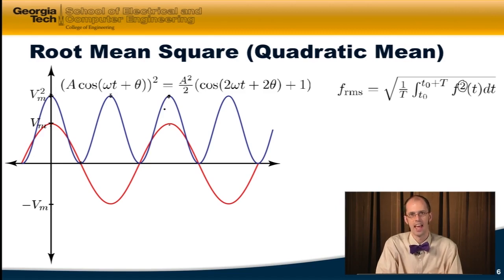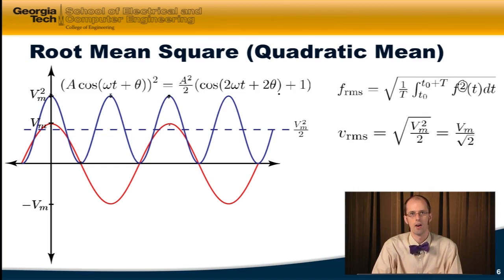But if I take the average of that, it's going to be 1/2 of Vm squared, because this curve has a maximum value of Vm squared at a phase of 0. And since it's just a normal cosine function, the value would be 1/2 of that for the average. So when we take the square root of that, we get that the RMS value of the voltage is Vm over the square root of 2.